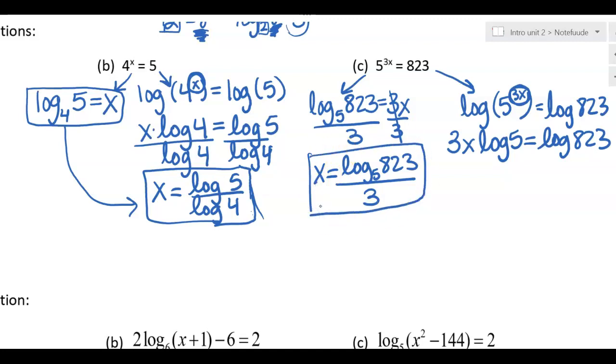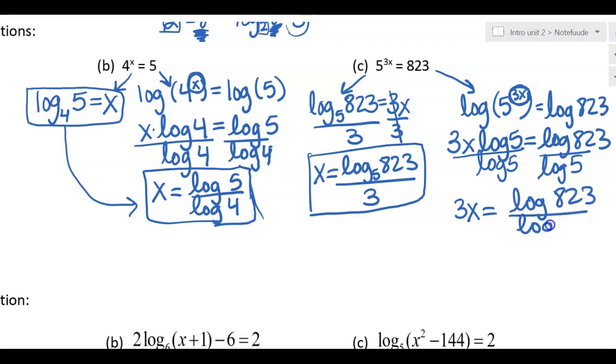What about on the right side? X is there as well. How is x going to get alone in this right side here? If I want x to be alone, what operations are going to make that happen? Jake? Okay, good. So I could divide by just the log 5 first, like we did in the last one. And so I would have 3x equals log of 823 over log of 5.